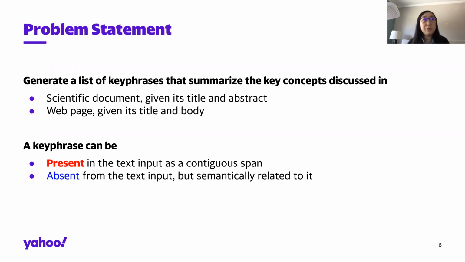Before going into detail, I want to give you the notation that we use in this work. We can call a keyphrase a present keyphrase or an absent keyphrase. When we call it present, it basically means that the keyword exists in the input document as a contiguous text span. And when we say it's absent, it means that in the text, you cannot find it, but it's semantically related to the content. So it can still be a very good one when using it for retrieval or for matching the ads.